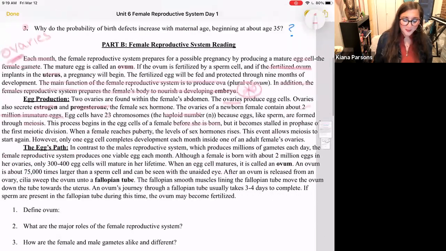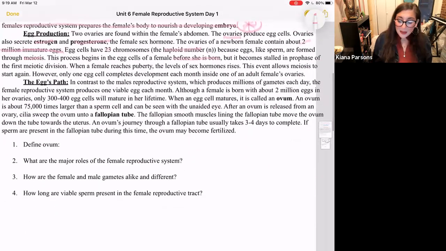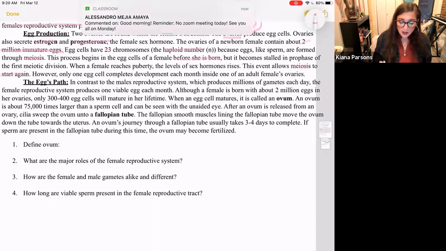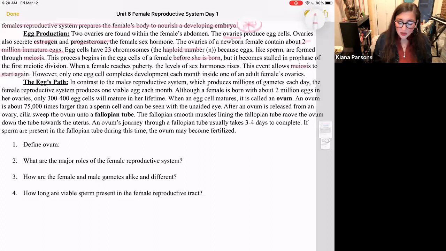Think back to this question. But it becomes stalled in the prophase of the first meiotic division. When a female reaches puberty, the levels of sex hormones rise. This event allows meiosis to start again. However, only one egg cell completes development each month inside one of the adult female's ovaries. So meiosis in females is much more complicated.